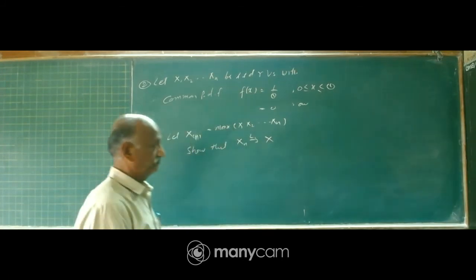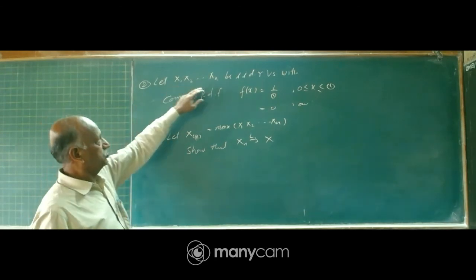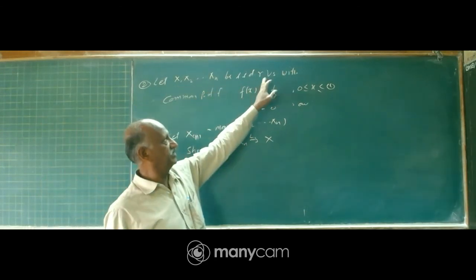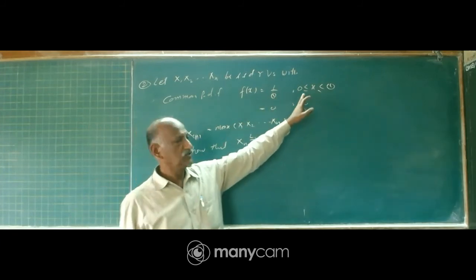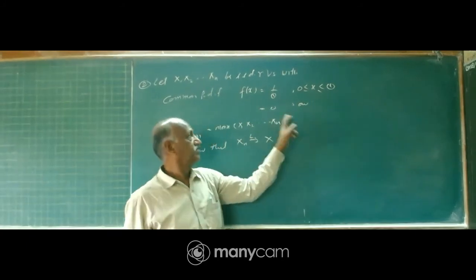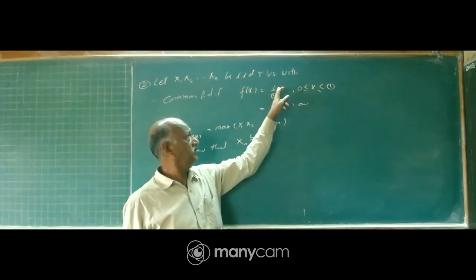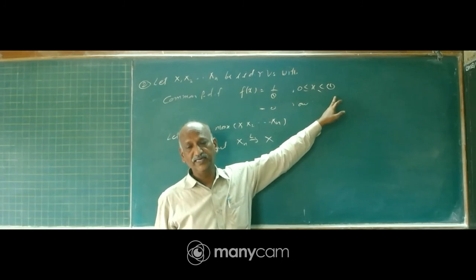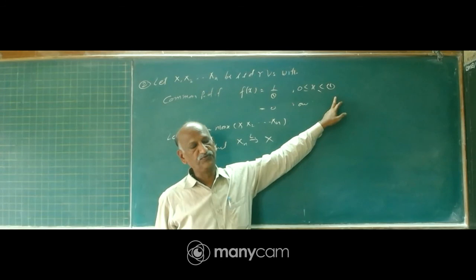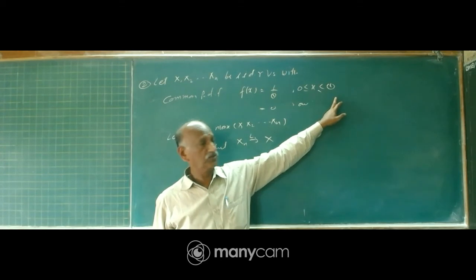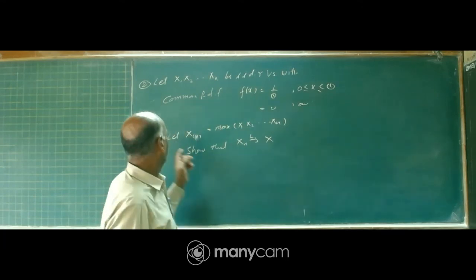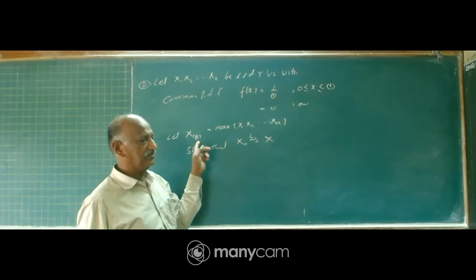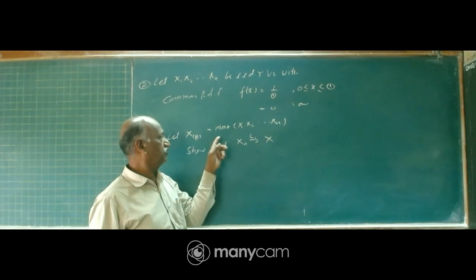Now, the next example: X1, X2, ..., Xn are independent and identically distributed random variables with common density f(x) equal to 1 by theta, for 0 less than x less than theta. Uniform distribution, continuous distribution on the range 0 to theta. Another random variable Xn equal to maximum of X1 to Xn.